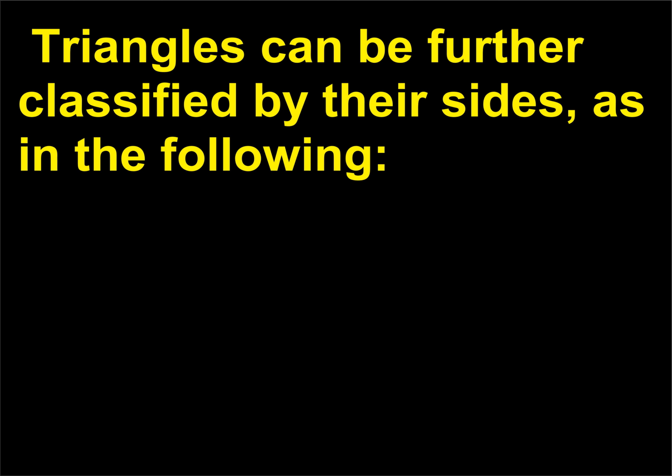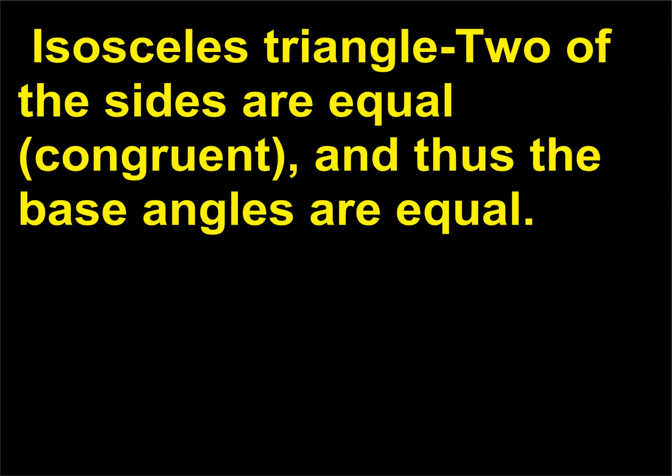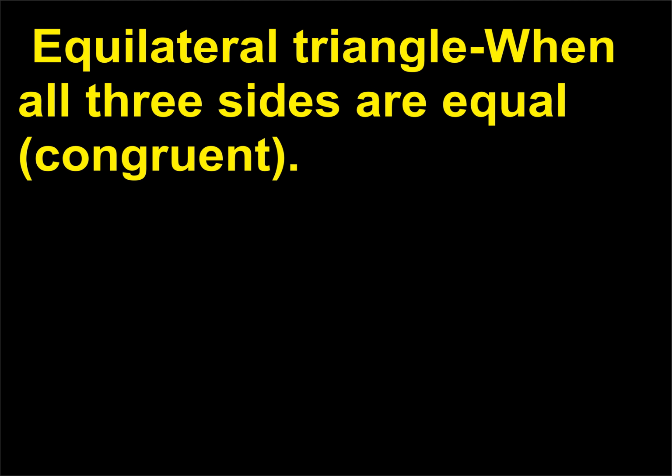Triangles can be further classified by their sides, as in the following. Scalene triangle, there are no sides and therefore no angles that are equal, in other words, no sides are congruent. Isosceles triangle, two of the sides are equal, congruent, and thus the base angles are equal. Equilateral triangle, when all three sides are equal, congruent.